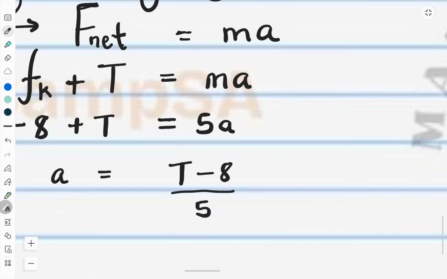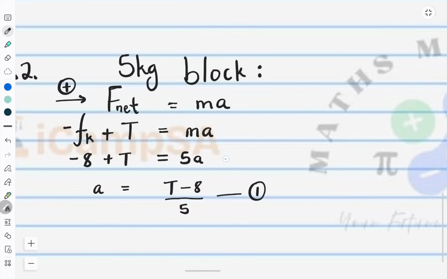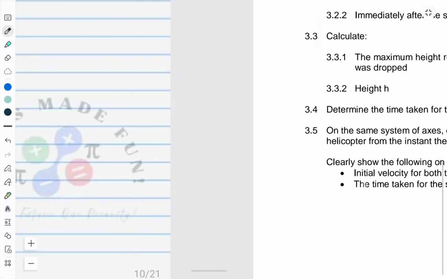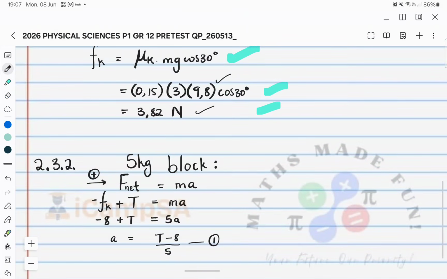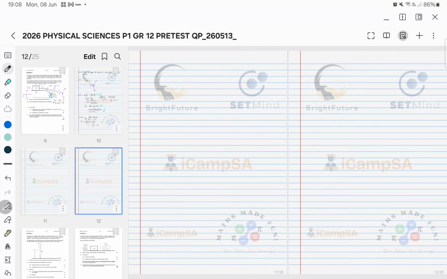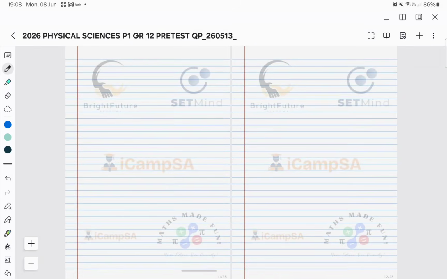I just made A the subject, so you can call this our equation 1. Some people would have done it here and called this equation 1. It's still the same thing. There are two approaches really once you get here to solving this. I'll show you, though. Let's start with the most common one, which is the one I'm using now. And then let's go to our 3 kilogram block. I need to add a page. Okay, we've added pages now. So we are from the 5 kilogram block. Let's check the 3 kilogram block.